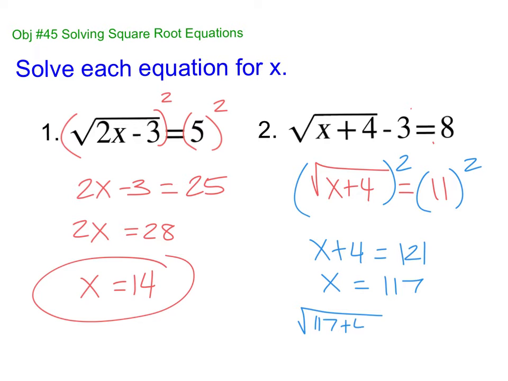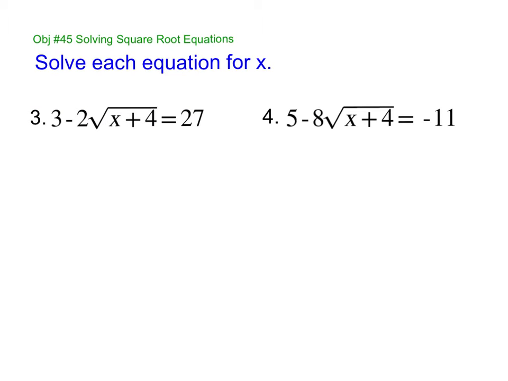And we can check by plugging into the original. 117 plus 4 minus 3. It's 121. Square root of 121 is 11. 11 minus 3 is 8. That's what they had, so it works. Okay, so try these a little harder. Isolate your square root and then solve, and then square both sides. Right? Make sure you isolate your square root.